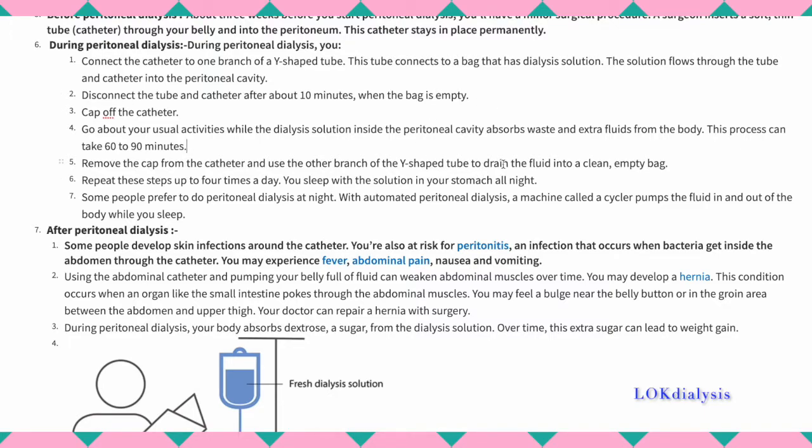Generally the fluid sometimes gets reabsorbed into the peritoneum, so in that case it is important to know that the proper fluid is being drained out of the body, or otherwise the patient might go into volume overload, which will severely lead to hypertension. Now repeat these steps up to 4 times a day. Some people prefer peritoneal dialysis at night with automated peritoneal dialysis machines called cycler pumps, moving fluid in and out of the body while the patient is sleeping.